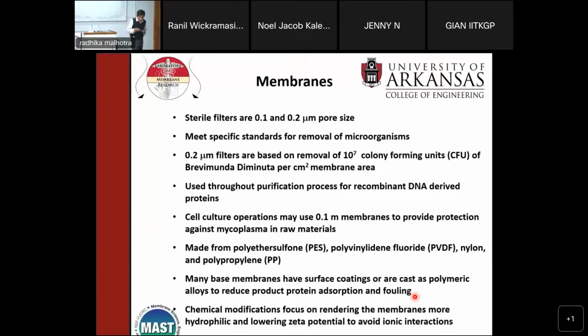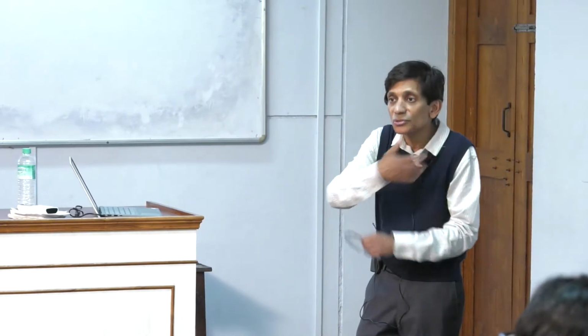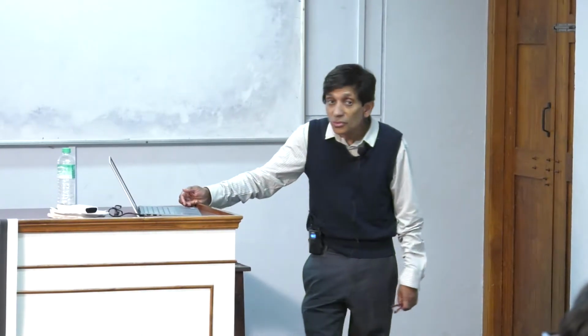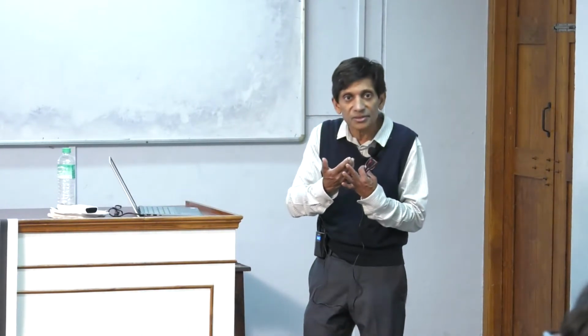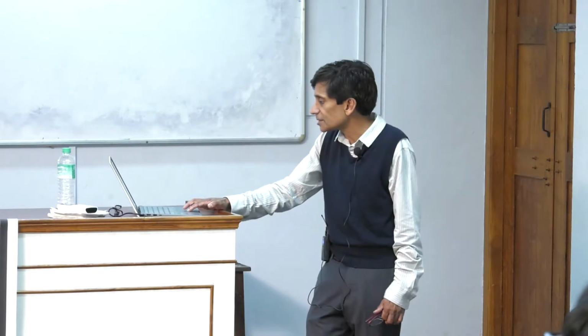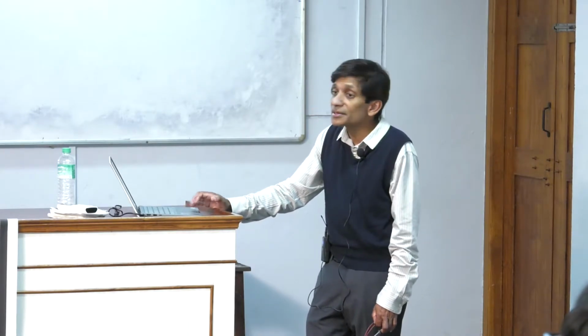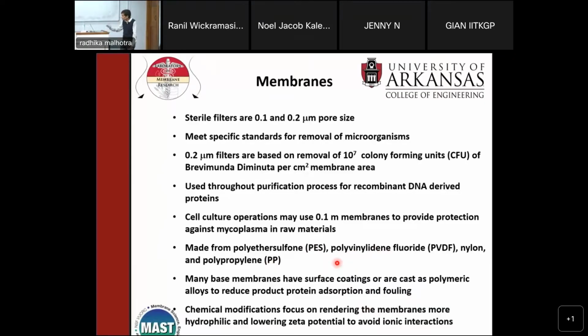So I told you that for sterile filtration operations, capacity is very important, right? You want to maximize what you can run through this. And they are also going to be removing aggregates, but you don't want them to remove your product. You don't want your product adsorbing on them. Most of the materials I mentioned, PVDF and polypropylene, are hydrophobic, and so you surface coat them to suppress non-specific adsorption of proteins or other species. Chemical modifications focus on rendering the membrane more hydrophilic, lowering zeta potential to avoid ionic interactions.